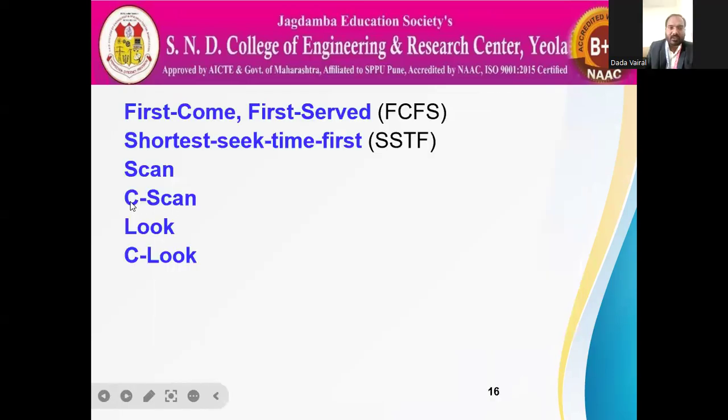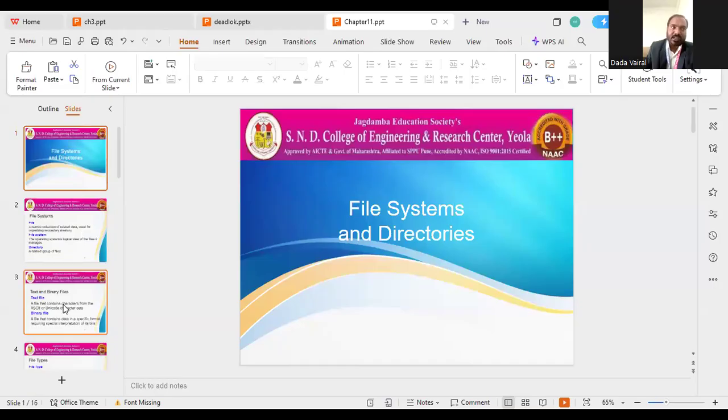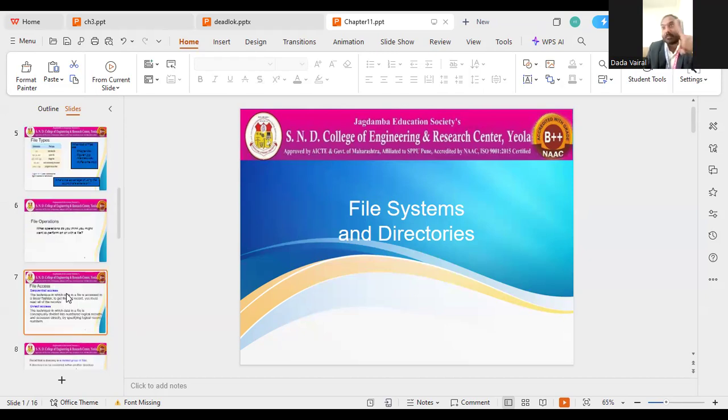So what we have learned today, we have learned file system. What is file? What is directory? Text file, binary file. We have seen accessing of those files is very important. And another is file types. File attributes is very important from the exam point of view.